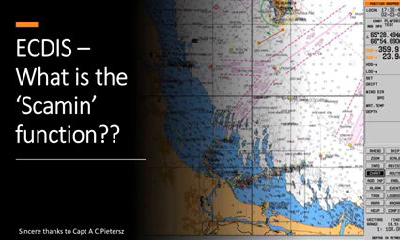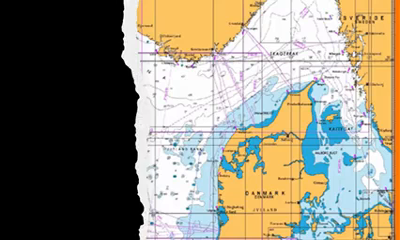So Scamin stands for scale minimum. Scamin is an acronym, a short form of scale minimum. What is this used for? Let's see. The Scamin function, or the Scamin value of an object, determines the display scale below which the object is no longer visible on the ECDIS. So the basic use of the Scamin function is to reduce the amount of clutter displayed to the ECDIS user.